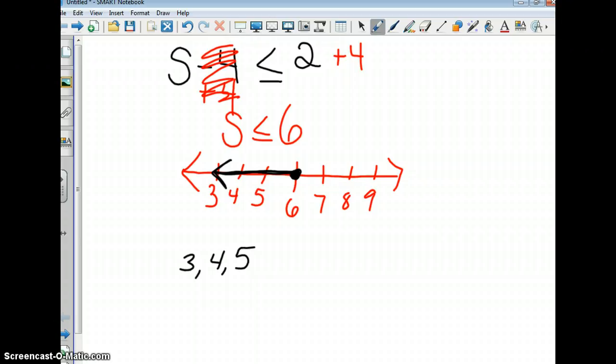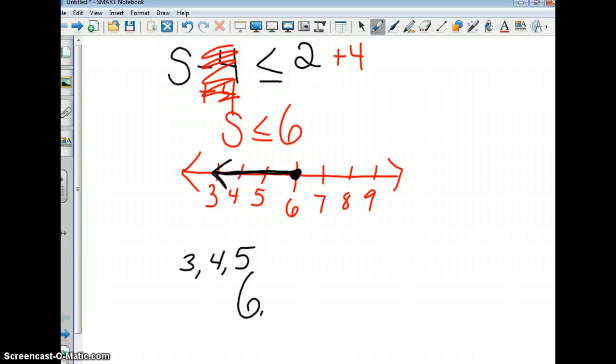Those would be solutions that would make that true because 3 is less than 6, right? 4 is less than or equal to 6. 5 is less than or equal to 6. Could 6 be a solution to this problem? Yes, because I have that little partial equal sign down here.